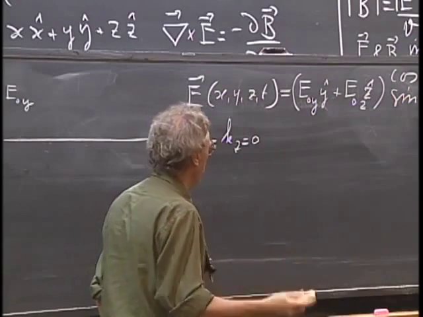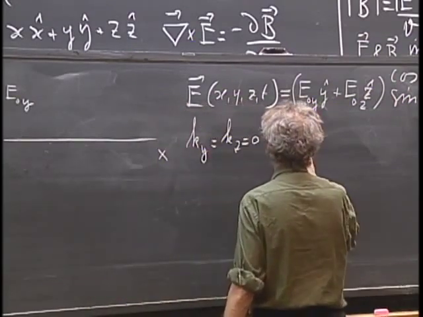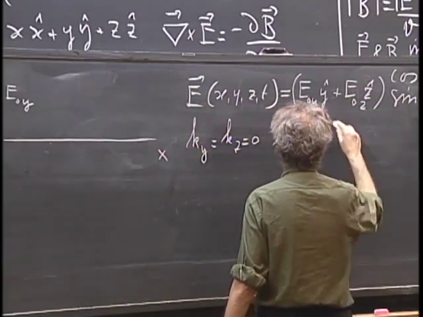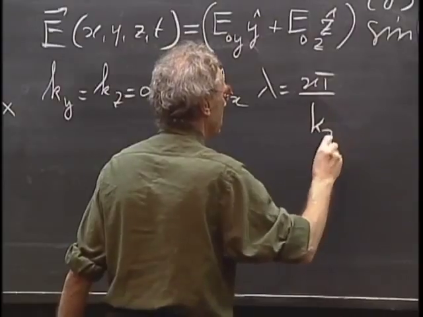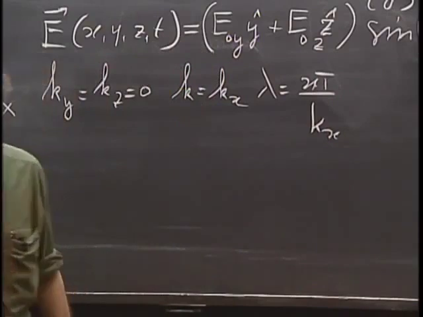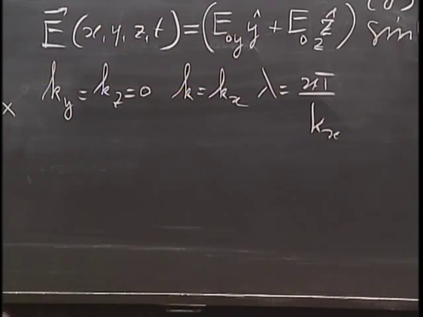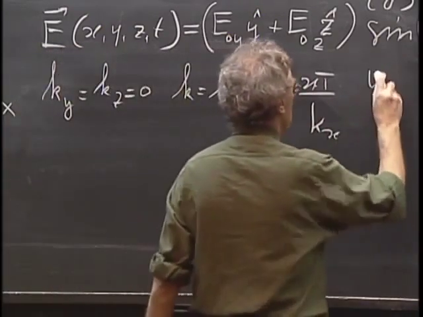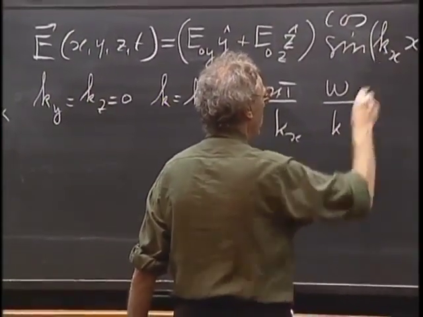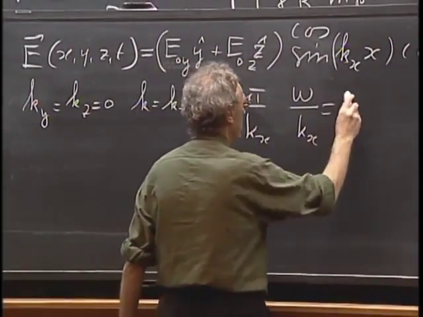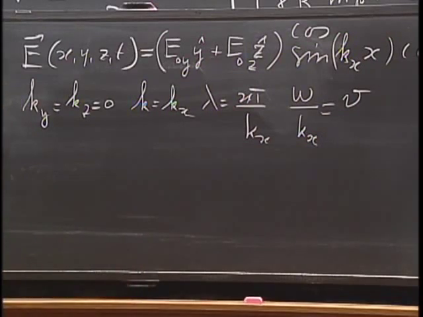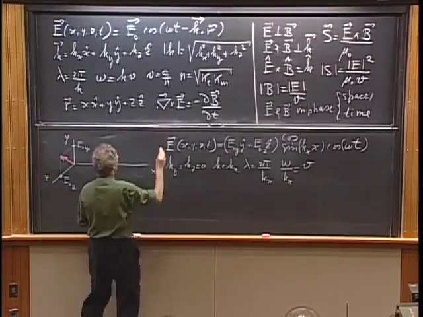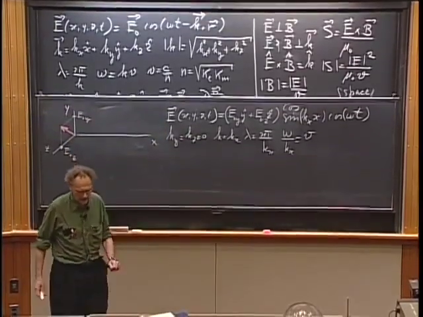So there's only a k of x, and so k then equals k of x, and so lambda is 2 pi divided by this value. And omega divided by that k value, I write an x, but you can leave the x out, would then be v, or it could be c, of course. If you're interested in knowing what the B field is, you go to the curl of E is minus dB dt.